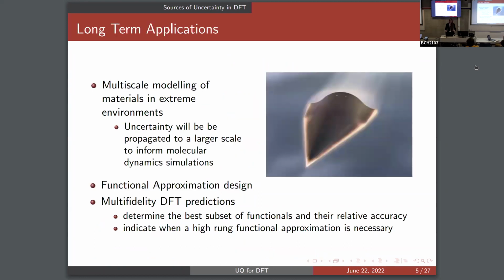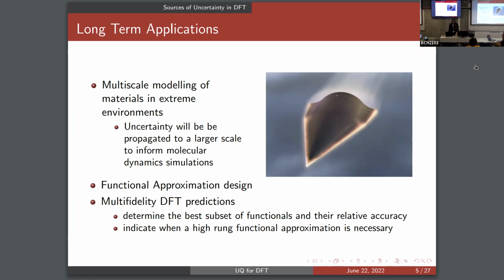We have a few long-term applications in mind for this type of work. Yesterday, Dallas mentioned the MIT assessments project, where we're aiming to have multi-scale modeling of materials in extreme environments, such as high-speed flows or extreme temperature. And this work would be part of the bridge from DFT up to molecular dynamics as the uncertainty computation component.